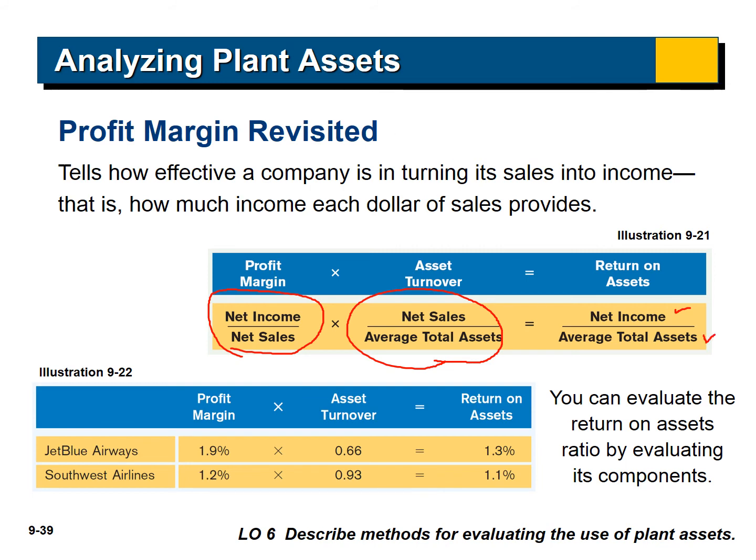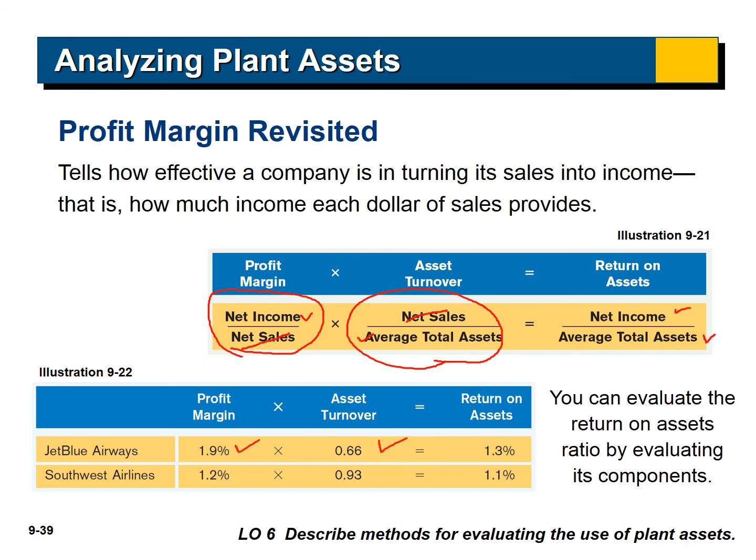But look, if you cross out your net sales, what do you get? Net income divided by average total assets. So it's a way of breaking down to see what is driving your return on assets. So for JetBlue, we multiply the profit margin times the asset turnover.